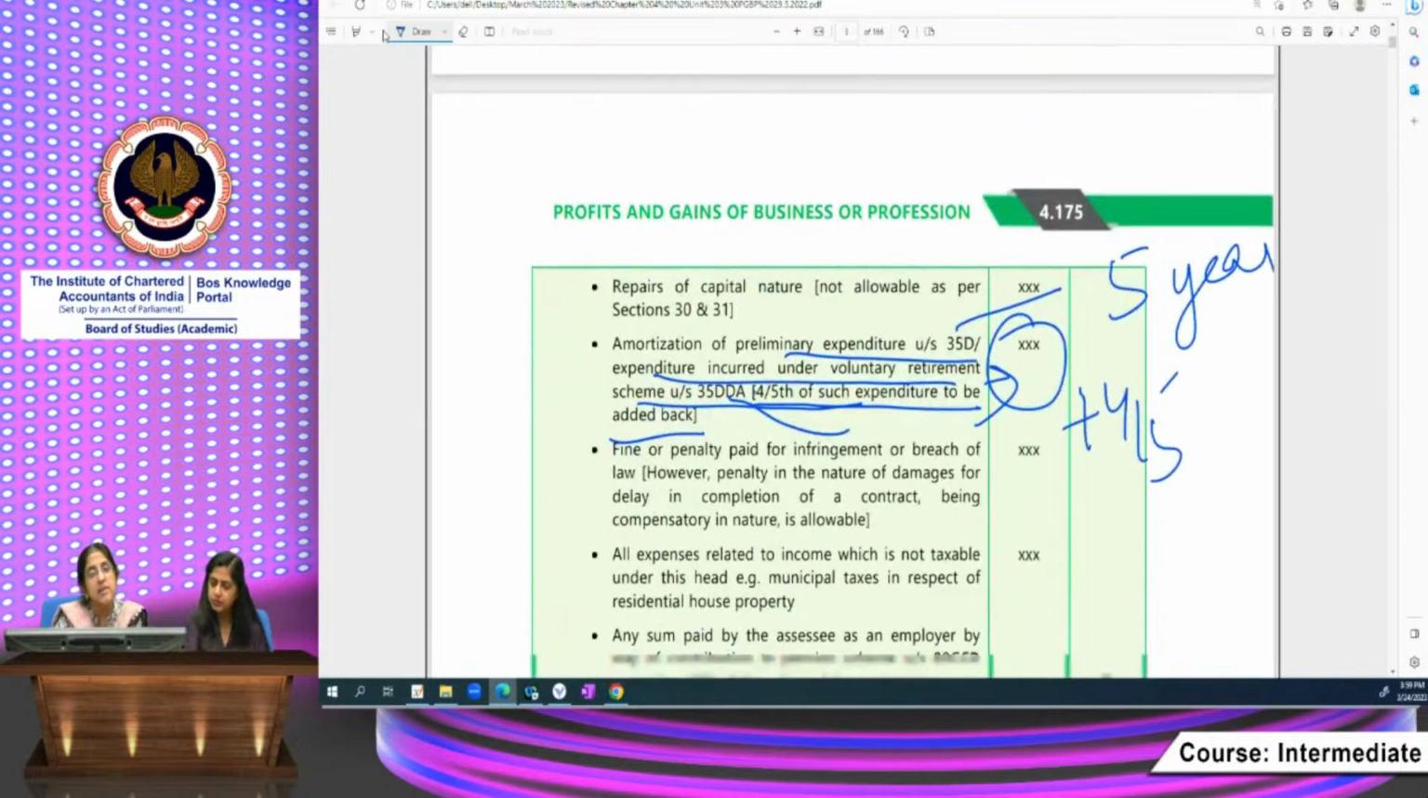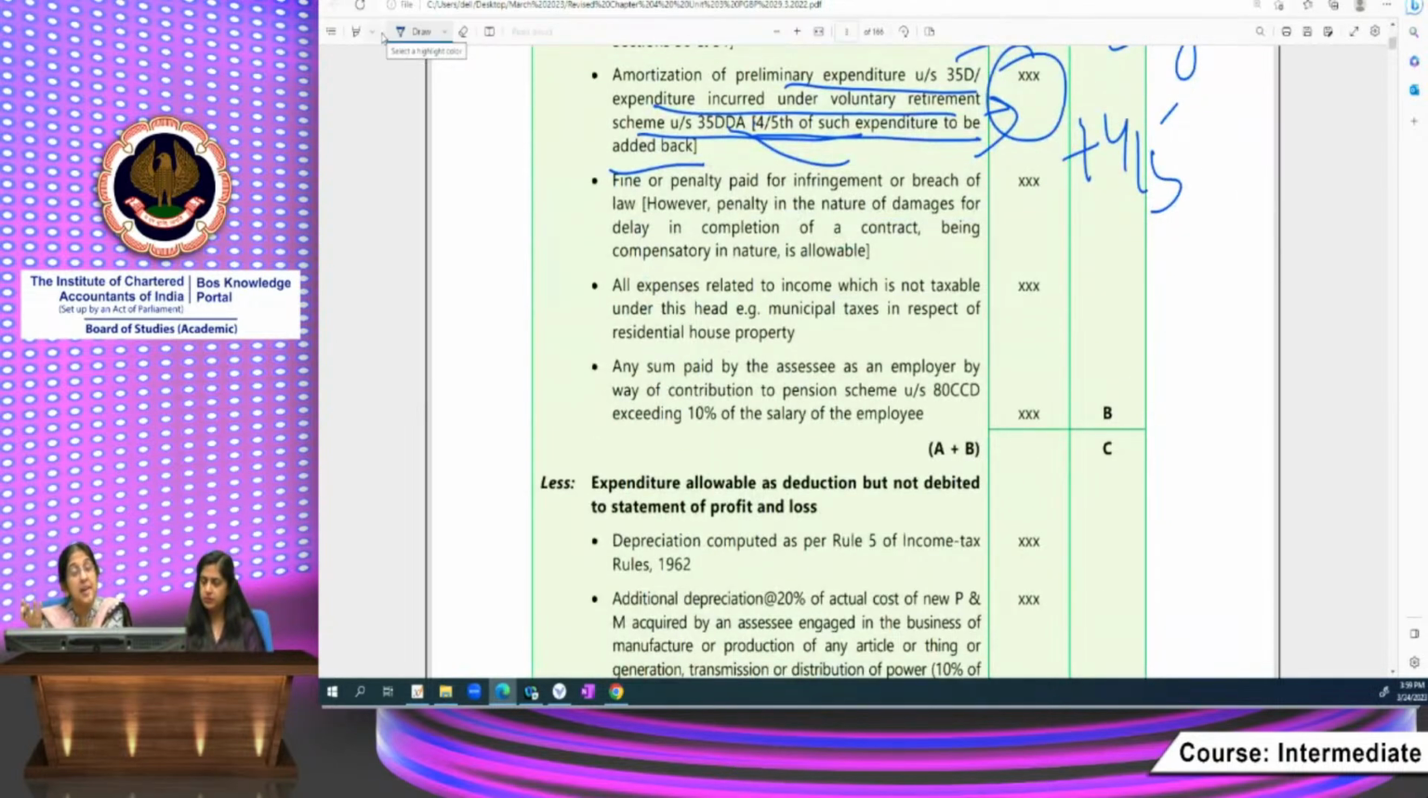Okay, then suppose some expenditures relating to municipal taxes paid in respect of house property, and the house property is my self-occupied property. Or if it's partially self-occupied, partially used for business, then you have to take out that proportion and remove it. Suppose municipal taxes paid, say 10,000. If it's entirely in relation to a house property used for personal purposes, then I have to add it back because it's not related to my business. Suppose half the property is used for my personal purposes and half for my business purposes, then one half I'll have to add back.